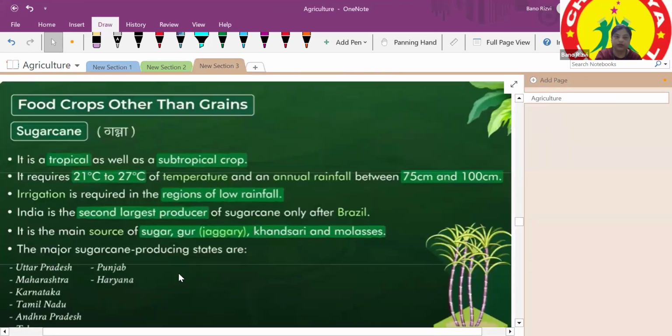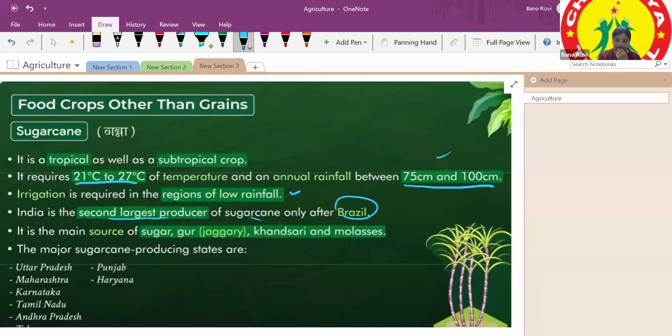Sugarcane is a tropical as well as a subtropical crop, and the temperature required is 21 to 27 degrees centigrade, and an annual rainfall of 75 centimeters to 100 centimeters. This also needs a lot of rain, so irrigation is required in the regions of low rainfall. India is the second largest producer of sugarcane after Brazil.